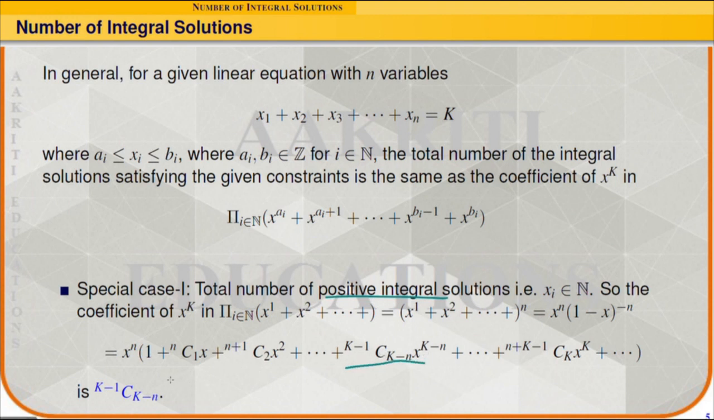So if you need to find the number of positive integral solutions, the answer will be k minus 1 C k minus n. You can also observe that if k is less than n, then there will be no positive integral solution. For example, x1 plus x2 plus x3 is equal to 2 cannot have any positive integral solution.